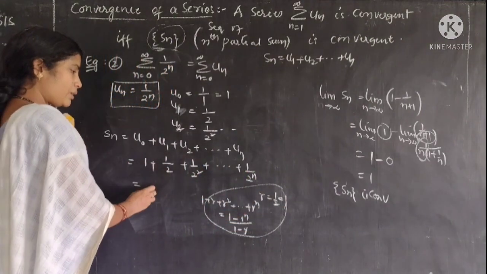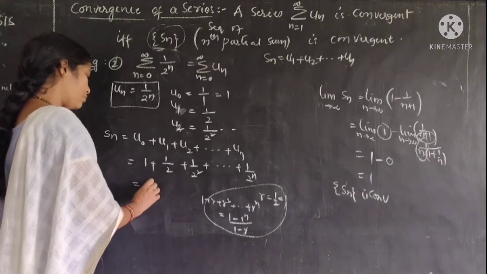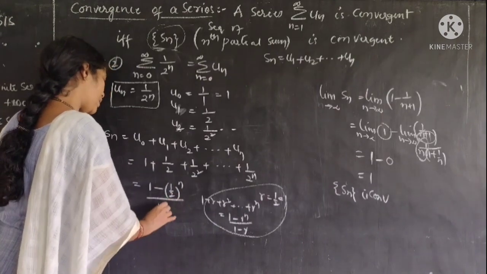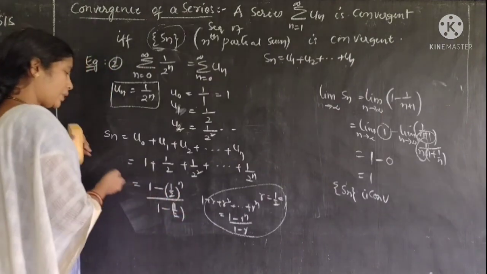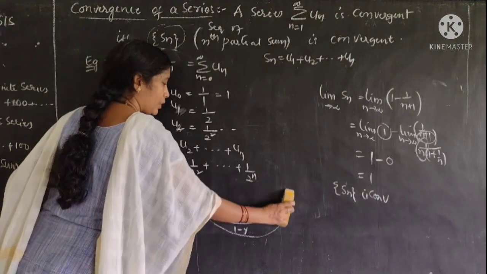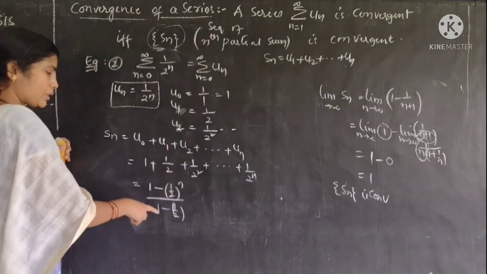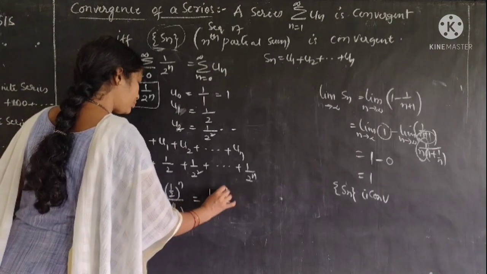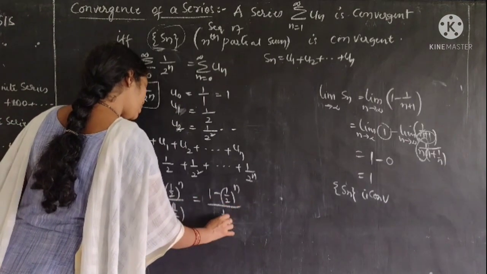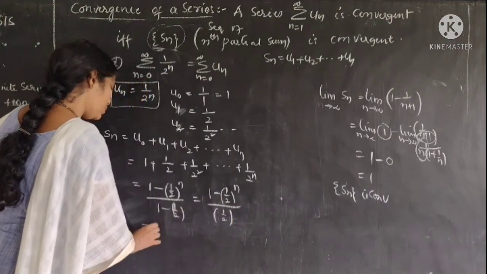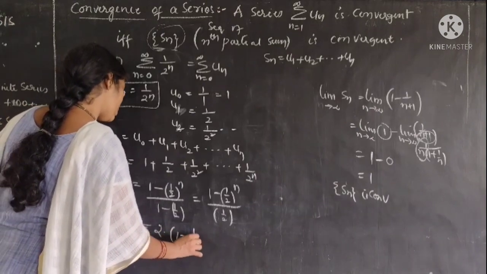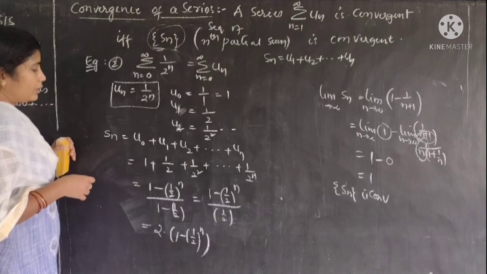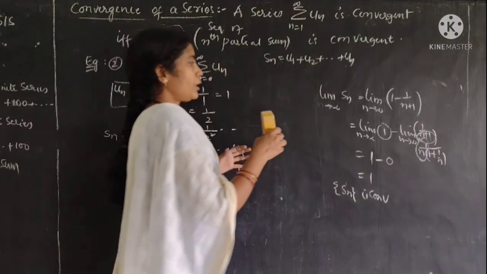కాబట్టి ఇక్కడ దీని వాల్యూని ఎలా రాసుకోవచ్చు? 1 minus r power n, 1 minus r వాల్యూ 1 by 2 by 1 minus r. ఇది ఎస్ఎన్ విలువ. ఇంకా సింపుల్ చేద్దాం. 1 minus 1 by 2 means half again. 1 by 1 by 2 means 2 into 1 minus 1 by 2 whole power n. ఓకే, దీని యొక్క లిమిట్ని కన్సిడర్ చేద్దాం.